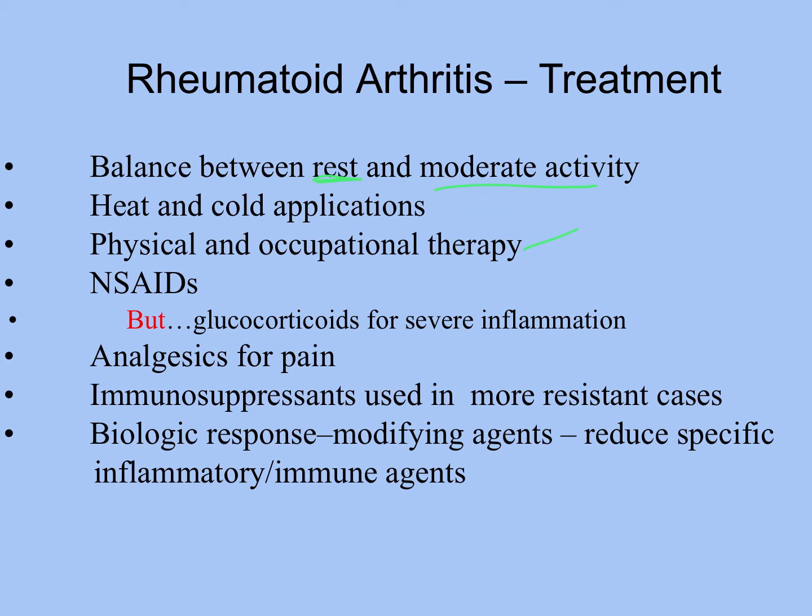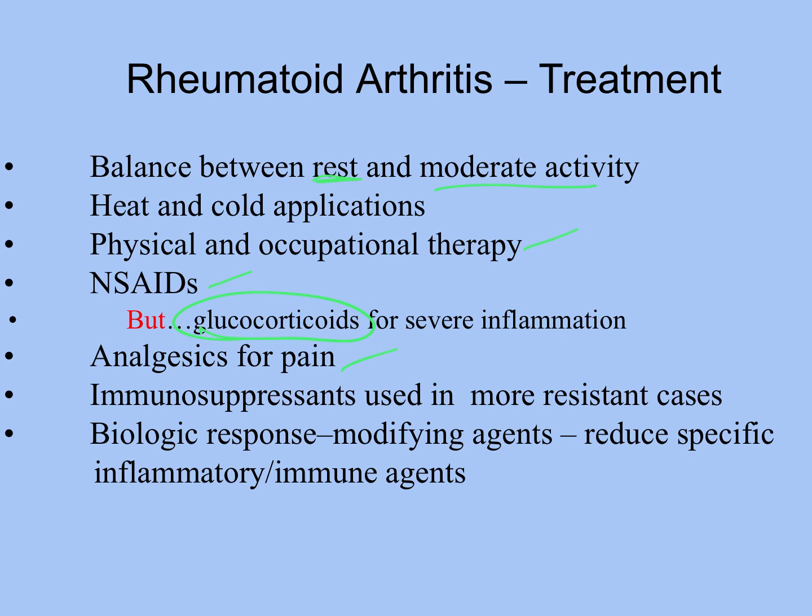Of course, physical and occupational therapy: get these patients up, get them moving around. Non-steroidal anti-inflammatories. But if there is severe inflammation, they'll tend to use glucocorticoids. The problem with that is glucocorticoids are an immune suppressant, which will help with the inflammation and help with the autoimmune disorder, but it could leave you open to infections because of the effects on the general immune system.